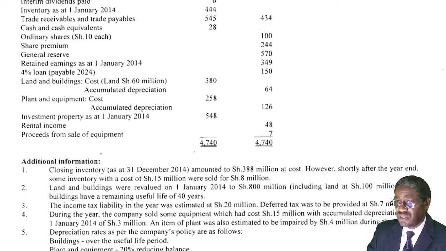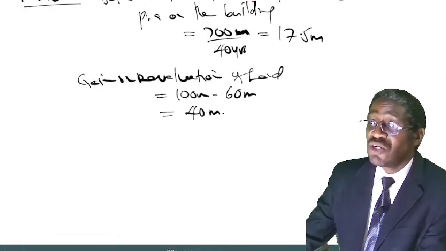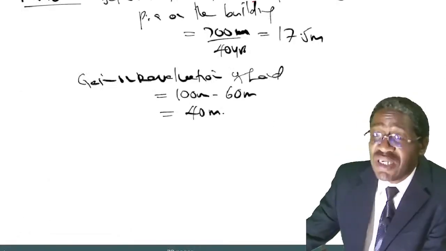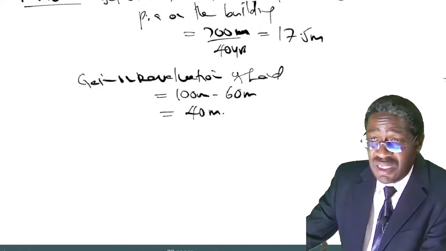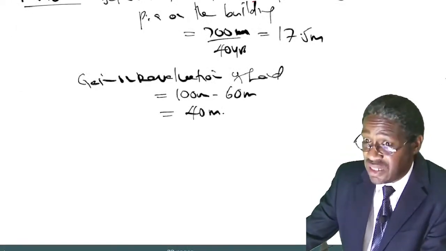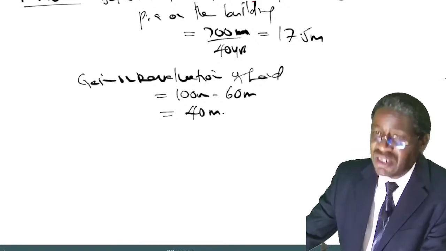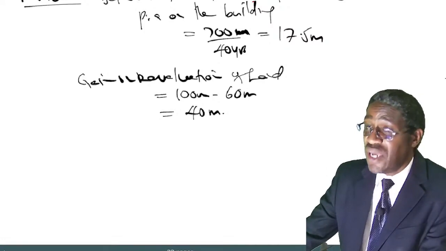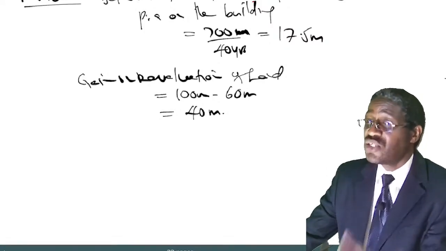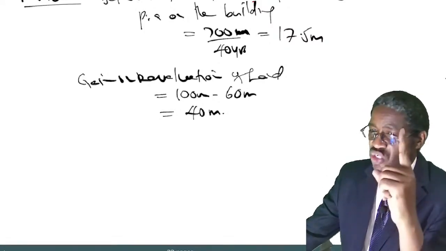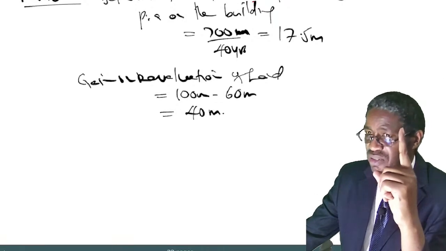Now listen carefully. Do you now come and say 320 minus 700? Remember, the building was revalued to 700. So do you come and now say 700 minus 320 is the gain? The difference is the gain? The answer is no. That was the trick. That's the one I want to explain.